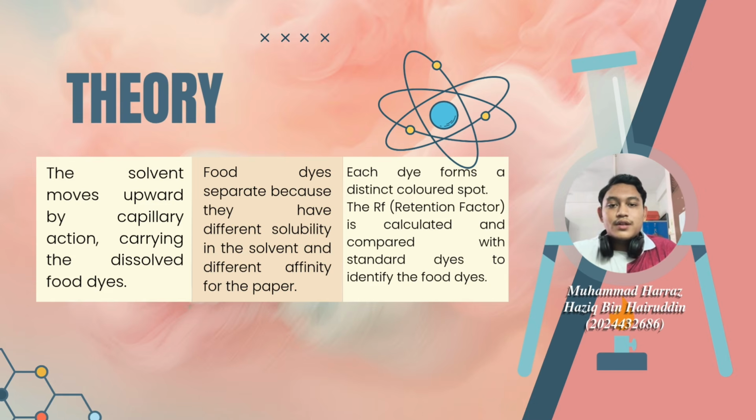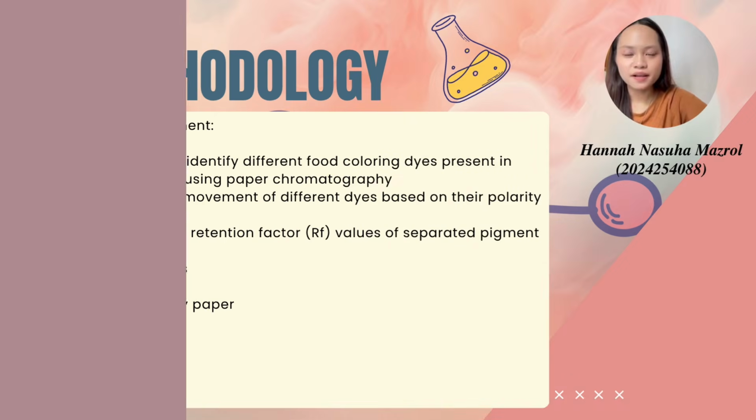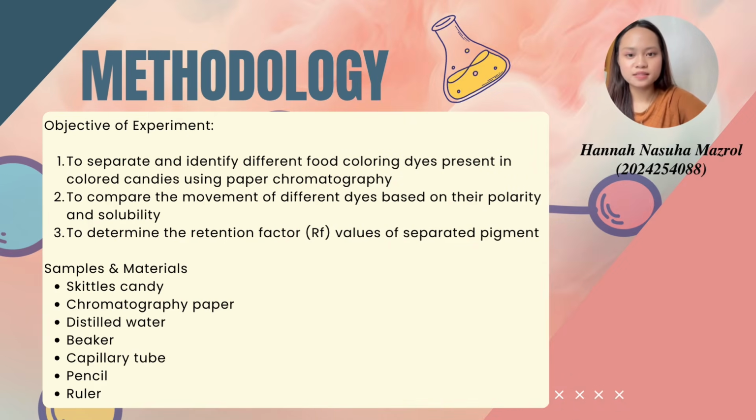To identify the food dye, we calculate the retention factor, which is the RF value, using the formula: RF equals the distance traveled by the dye divided by the distance traveled by the solvent front. The calculated RF values are then compared with those of the standard food dyes to determine which colorings are present in the sugar-coated candies. Now, I'll explain the methodology used in this experiment.